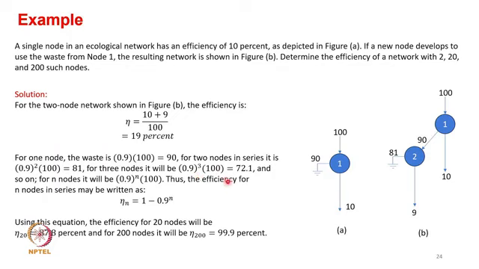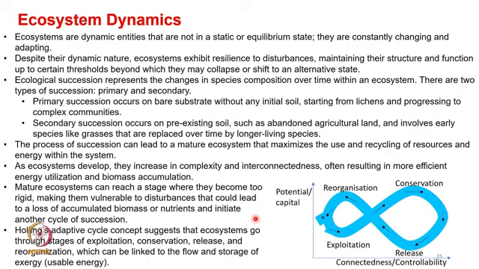So, the waste, of course, you can see keeps on reducing if you have multiple nodes, and for n nodes it would be 0.9 to the power n times 100. Thus, the efficiency of n nodes in this context would be 1 minus 0.9 to the power n, and if you have n equal to 20, the efficiency would be 87.8%, and for n equal to 200, its efficiency is 99.9%.